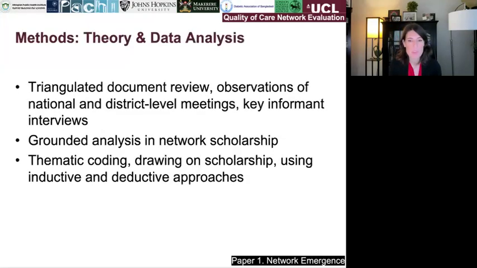Next slide, please. In terms of how we did this, we triangulated several sources of data, including the ones that Tim had outlined for us: a document review, observation of national level and district level meetings, as well as key informant interviews in each of the 4 countries, as well as at the global level. And we grounded our analysis in scholarship and theory from various disciplines that examine networks broadly. But specifically, we also looked at the scholarship on global health networks and global health partnerships. And drawing on that scholarship, we conducted a thematic coding using in vivo. Next slide, please.